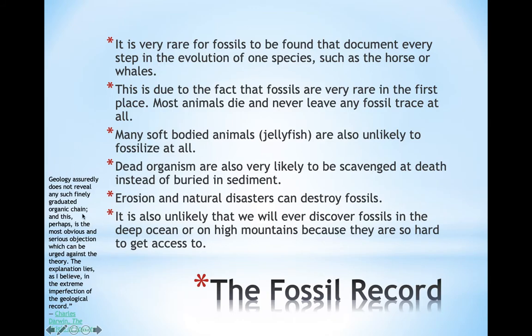And it's been known for a really long time that the fossil record is not complete. In fact, Charles Darwin even wrote about it in The Origin of Species. You can see that over here. "Geology assuredly does not reveal any such finely graduated organic chain as this, perhaps is the most obvious, serious objection which can be urged against the theory of evolution. The explanation for this, I believe, lies in the extreme imperfection of the geological record." Now, this was written in 1856. We have learned a lot more about evolution since then, but even Charles Darwin knew that back in the day, people were going to use the fact that we didn't have every single fossil to argue against the theory of evolution.